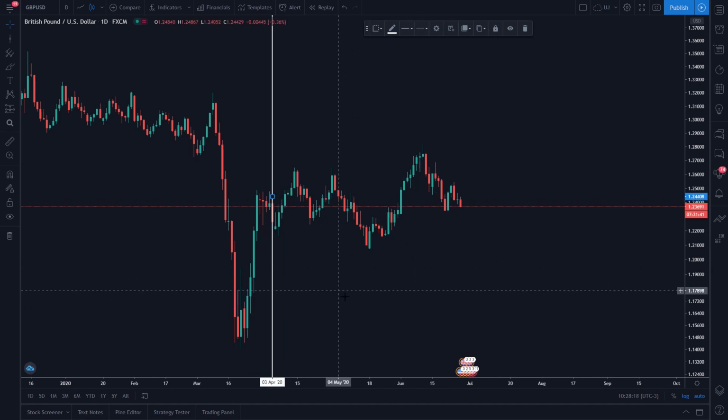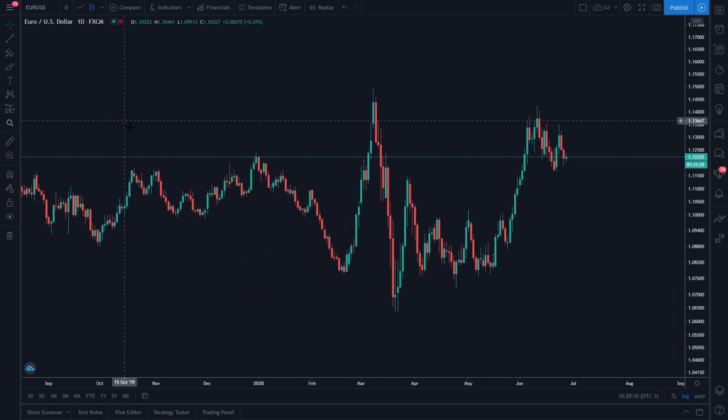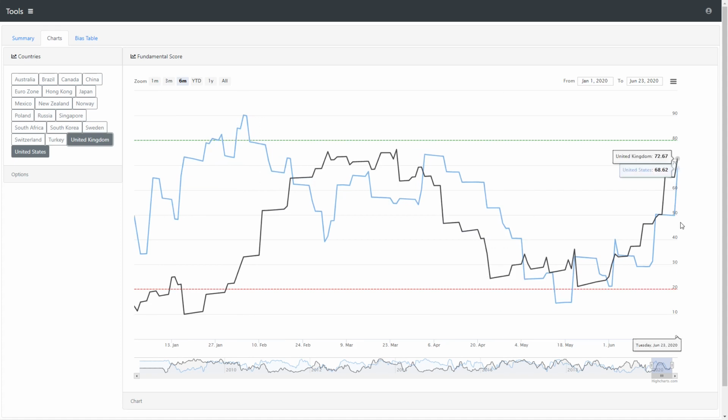A little bit late this, but we were able to make some 200 pips, not that bad. And now it looks like GBP is above United States again.